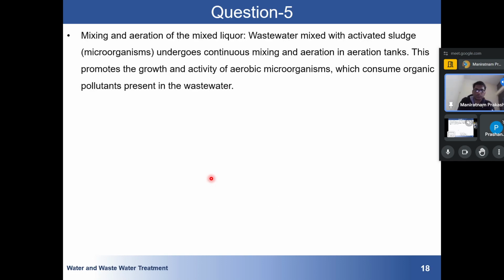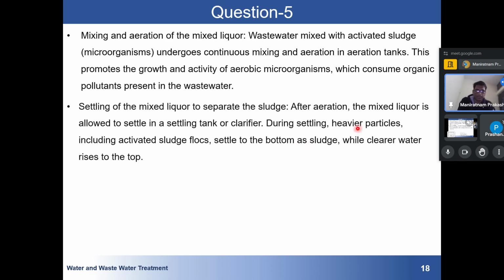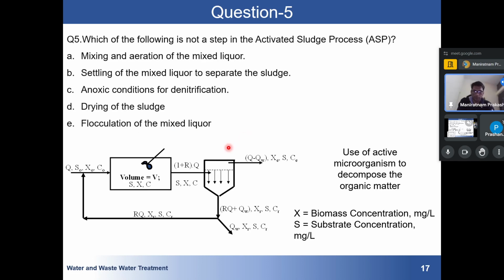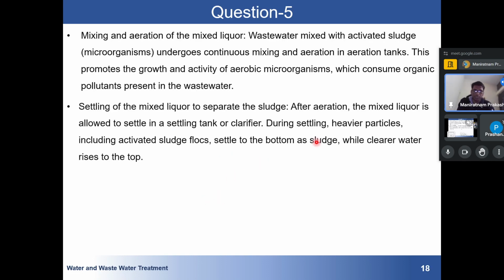So what happens after aeration? The mixed liquor is allowed to settle in the tank or clarifier. So after decomposition, we allow the particles to settle down in this tank. During settling, the heavier particles, including the activated sludge flocs, settle to the bottom as sludge, while the clear water rises to the top.